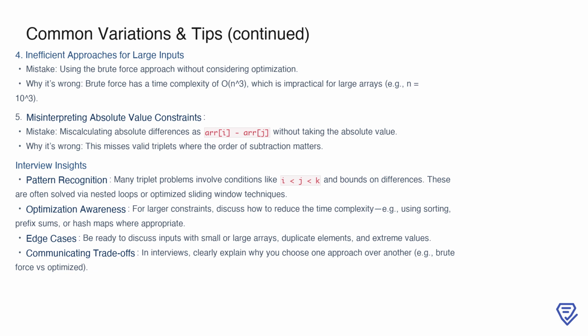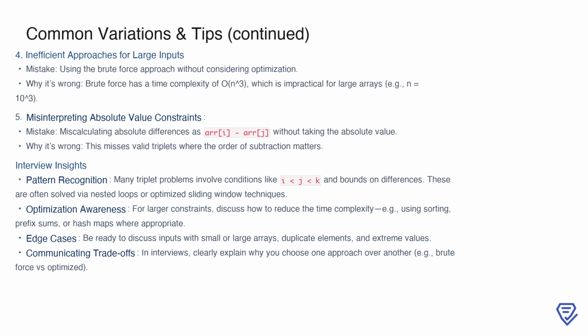Inefficient approaches, particularly brute force, can be problematic for large inputs. While brute force is simple to implement, its O(n³) time complexity becomes impractical when the input size, n, grows large, say, up to 10³ elements. Optimizing your solution is essential for handling these larger datasets. Another common issue is misinterpreting the absolute value constraints. If you calculate differences like arr[i] - arr[j] without taking the absolute value, you'll miss valid triplets where the subtraction order matters.